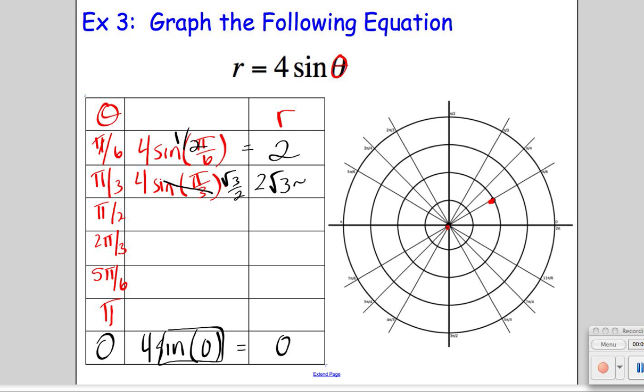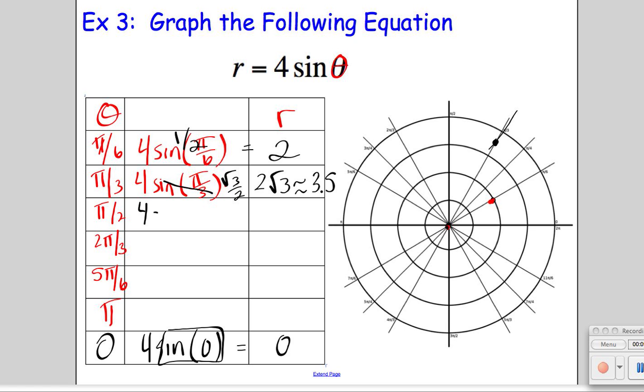And I end up getting 2 square roots of 3, which is approximately 3.5. So I have at pi over 3, so I'm on this ray here, I'm going to be at 3.5. So 1, 2, 3.5 would be right in here. So here's my first 3 points here.